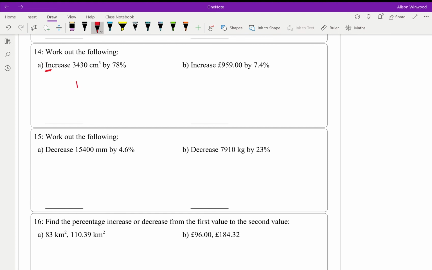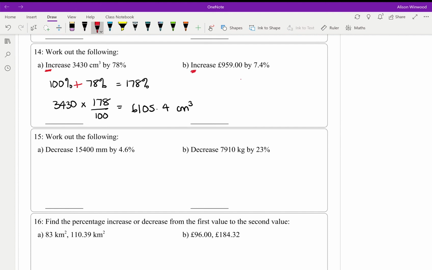Increase, so add on to 100%. So we had 3,430, and we want 178% of it. 6,105.4, still centimetres cubed.